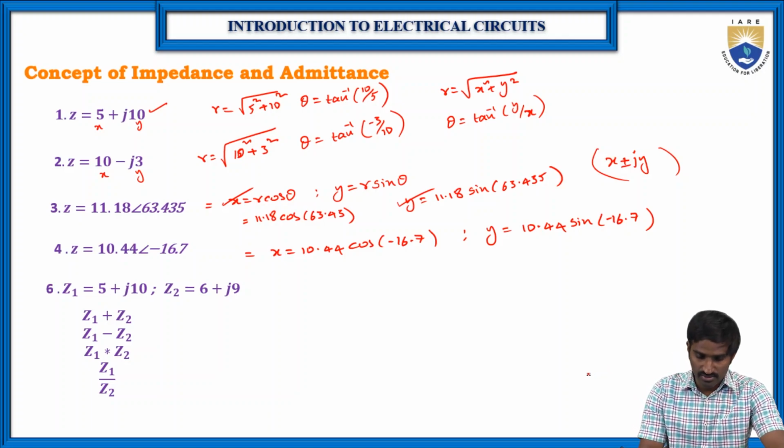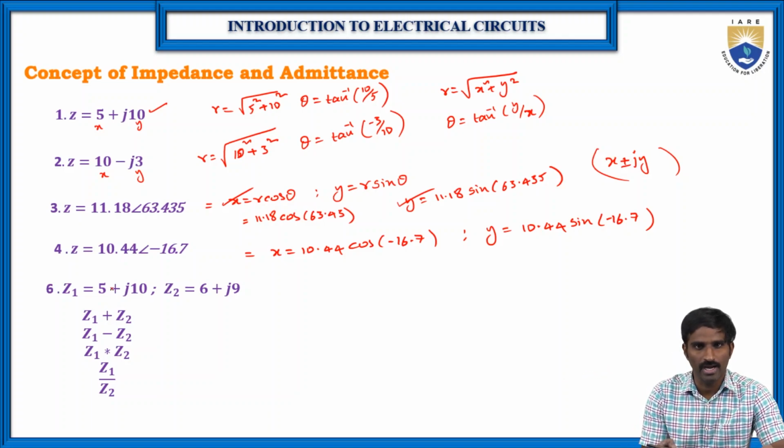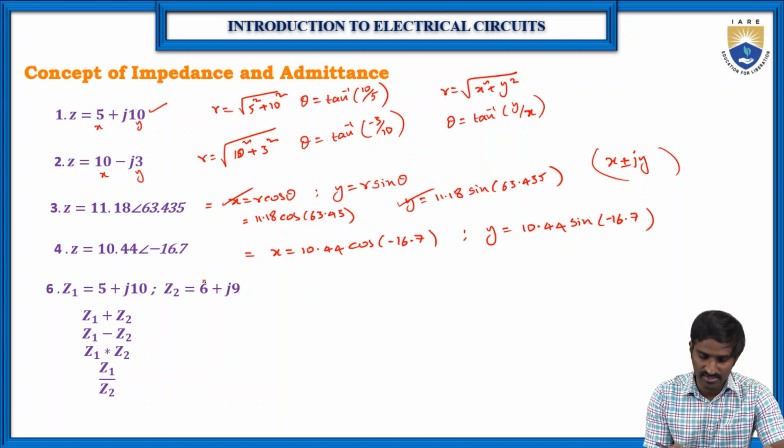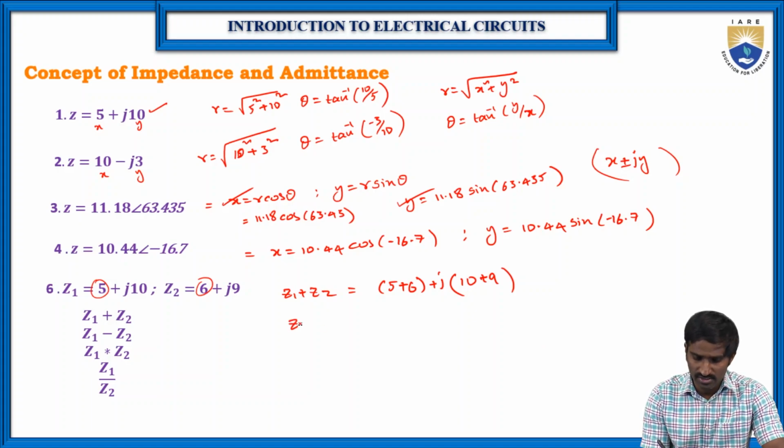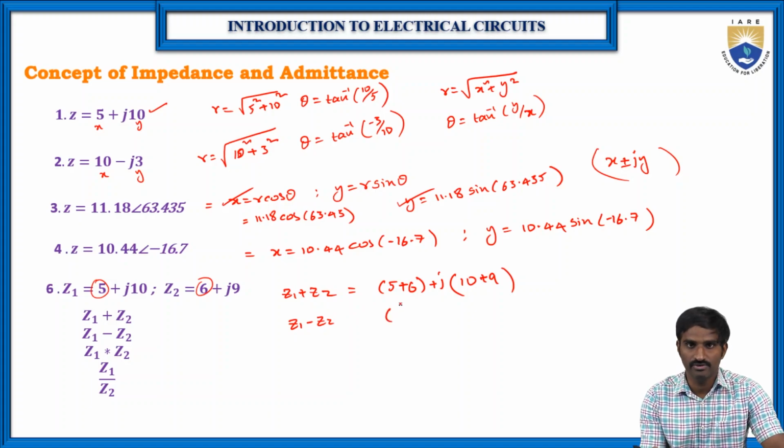And another thing here, as you can see, we already know how to add, multiply, and subtract the rectangular forms. Suppose it is addition, then you simply add the real terms and the imaginary terms. So z1 plus z2: the real terms are 5 and 6, so 5 plus 6, plus j into the imaginary terms 10 plus 9. This is how z1 plus z2 works, and similarly z1 minus z2. But z1 into z2 is not like that.